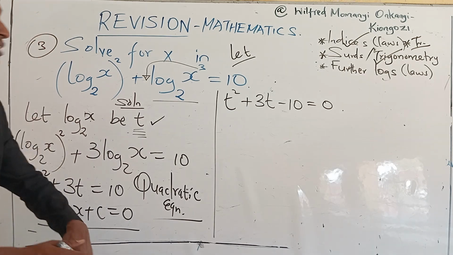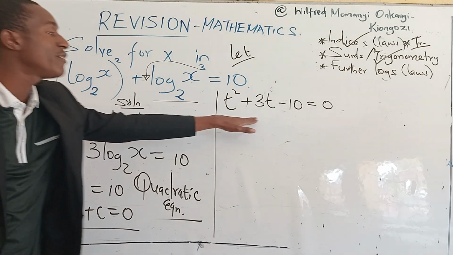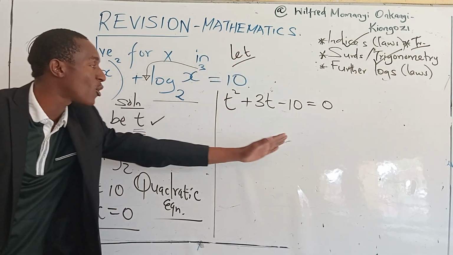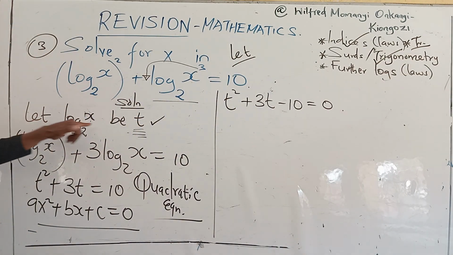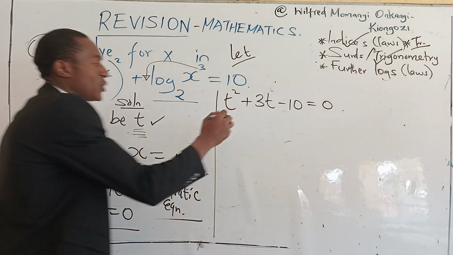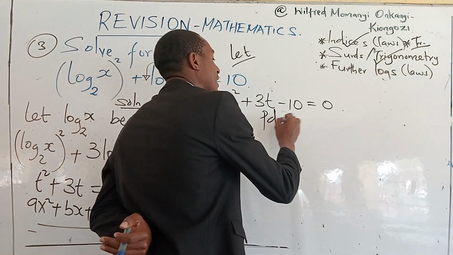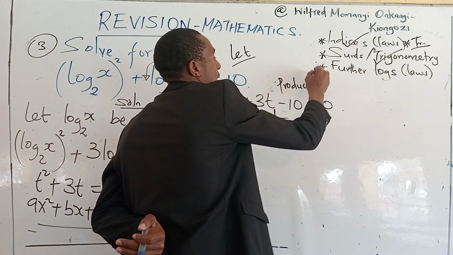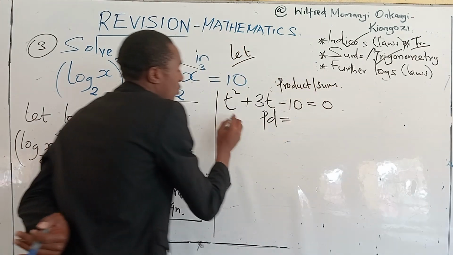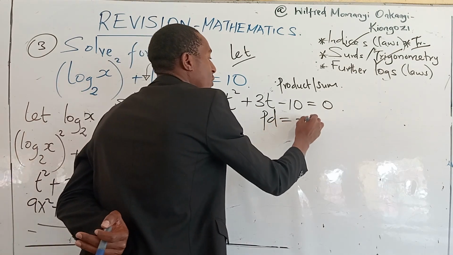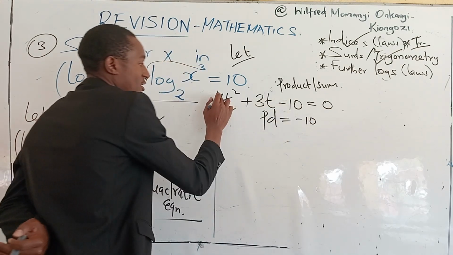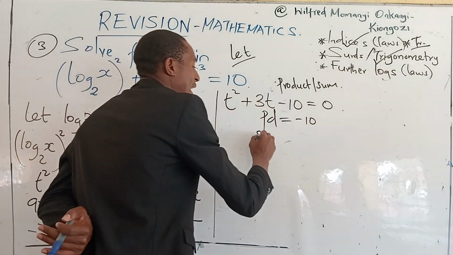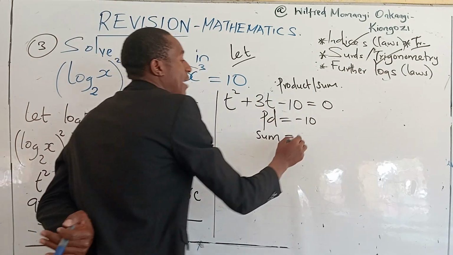So the easiest and most convenient method of solving for t, because we shall first of all solve for t, after which we shall solve for x, is the factorization method, product sum. It is our most favorite, product sum. So two numbers, if you multiply them, you get negative 10. This is 1 here. I'm assuming this is a perfect square. And when you add them, you get positive 3.